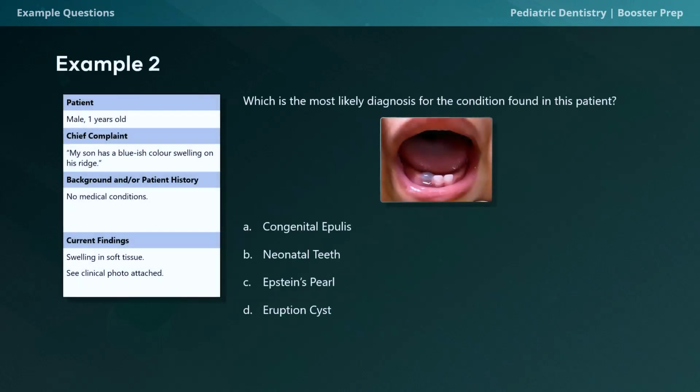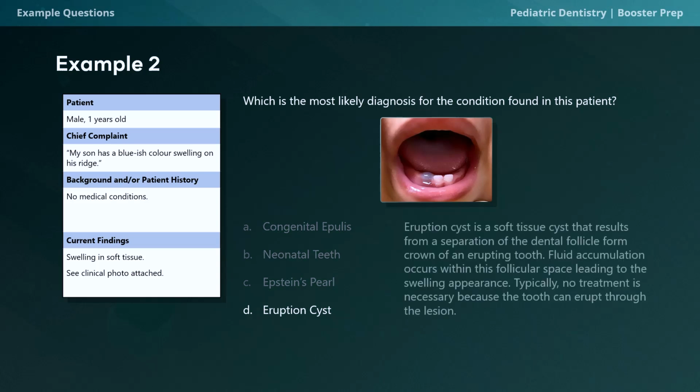Moving on to question number two. This is a 1-year-old patient who comes in with a bluish color swelling on the ridge. This patient does not have any other medical conditions. There's also a swelling in the soft tissue, and we can see this clinical photo attached. So, which is the most likely condition found in this patient? Take a moment to pause and think about this question.